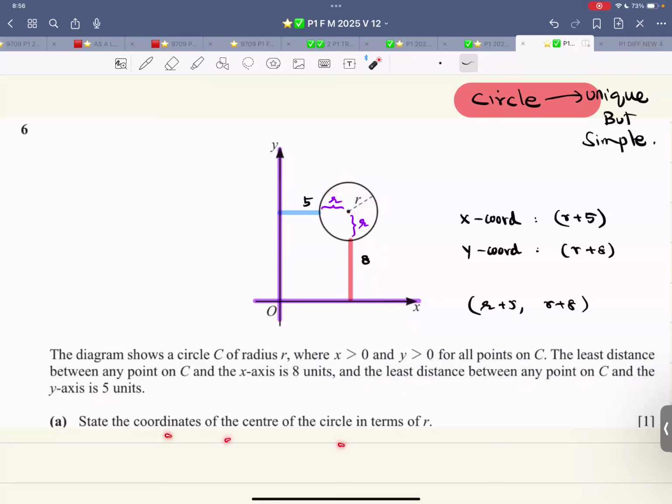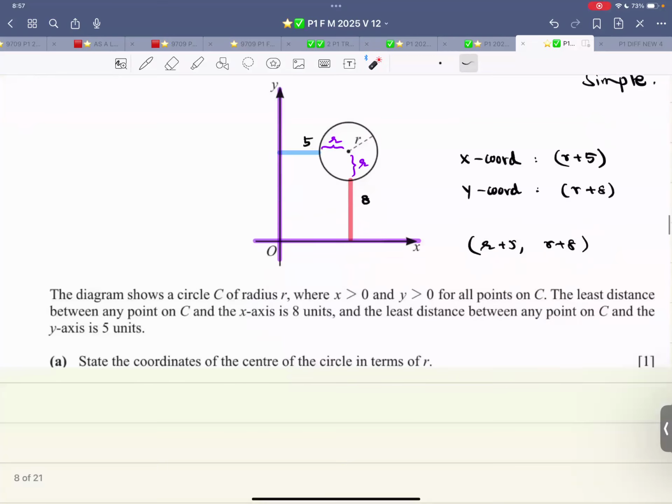State the coordinates of the center of the circle in terms of r. This is the exact value. This is 5, this is r, this is 8, this is r. So the x coordinate is 5 plus r or r plus 5. The y coordinate is 8 plus r or r plus 8. So that is how you write it for 1 mark. That is the basic thing to start with.